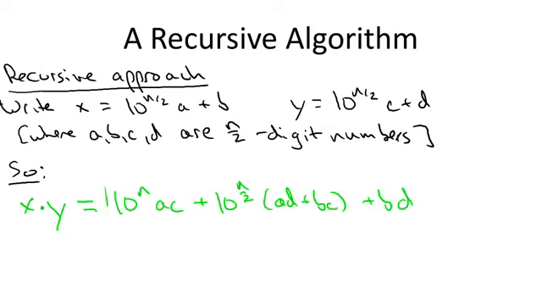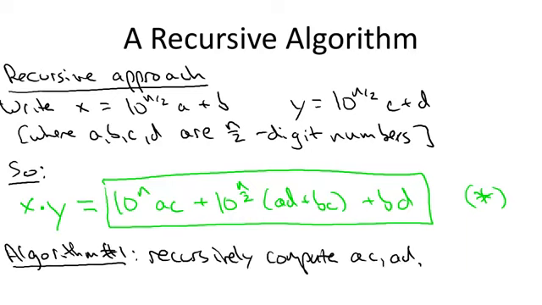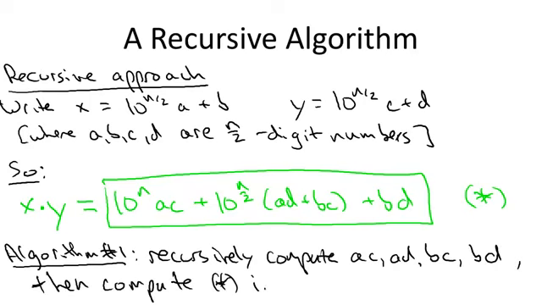So let's put a box around this expression and call it star. So we began with the sort of obvious recursive algorithm where we just evaluate the expression star in the straightforward way. That is, star contains 4 products involving n over 2-digit numbers, AC, AD, BC, and BD. So we make 4 recursive calls to compute them, and then we complete the evaluation in the natural way. Namely, we append zeros as necessary and add up these 3 terms to get the final result.